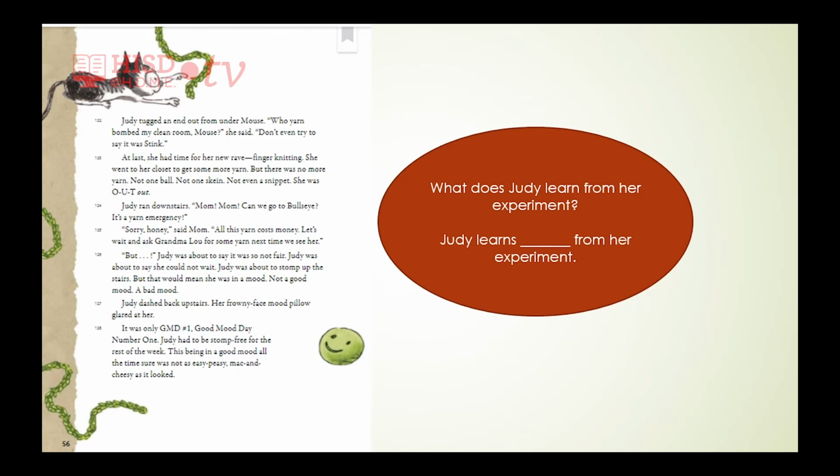Judy dashed back upstairs. Her frowny face pillow glared at her. It was only GMD number one. Good mood day number one. Judy had to be stomp-free for the rest of the week. This being in a good mood all the time was not as easy peasy mac and cheesy as it looked. What does Judy learn from her experiment? Judy learns blank from her experiment.